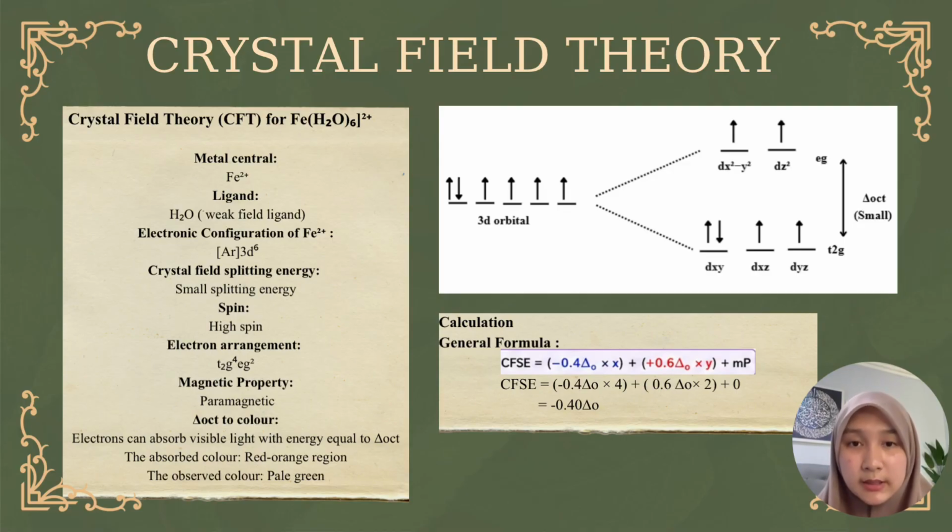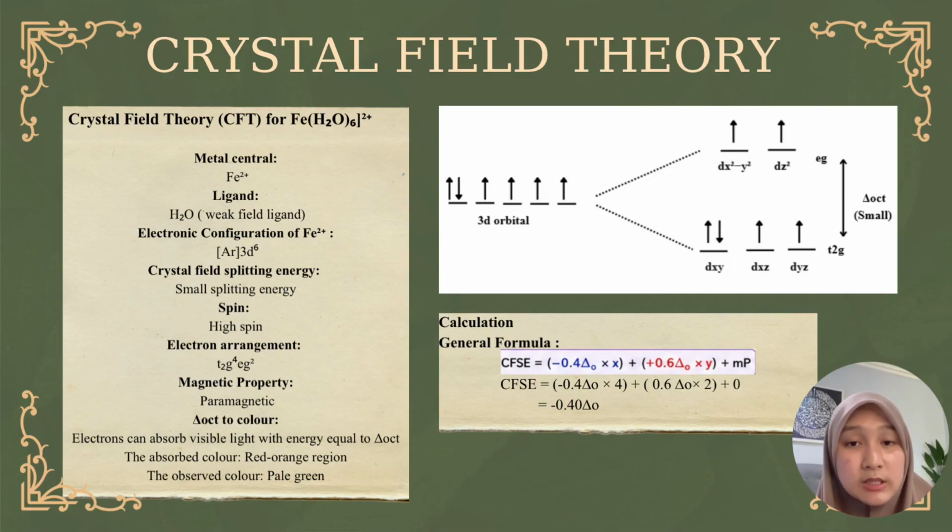The central metal ion is Fe2+, which has the electronic configuration [Ar] 3d6. In an octahedral complex, the 5 d orbitals will split into two energy levels, which are the lower energy t2g orbitals and the higher energy eg orbitals. The ligand in this complex is water. H2O is a weak field ligand because it is located low in the spectrochemical series. It does not repel the metal d electrons strongly, resulting in small splitting energy.